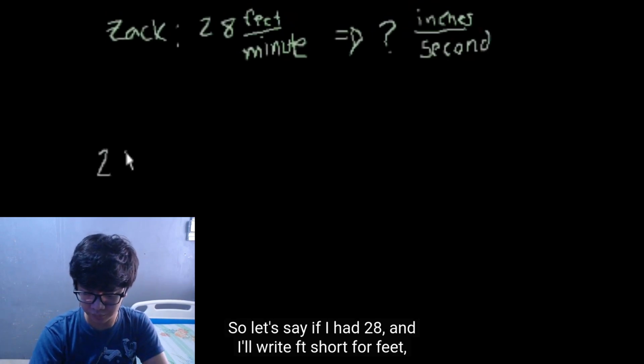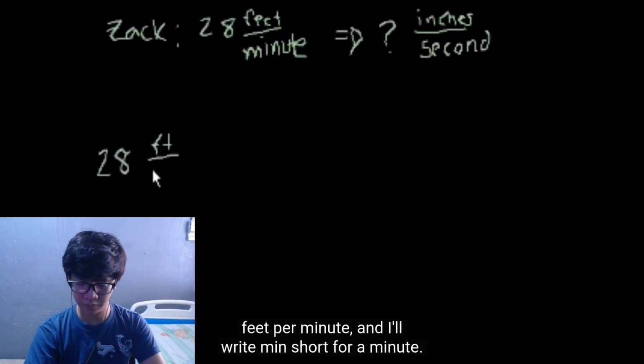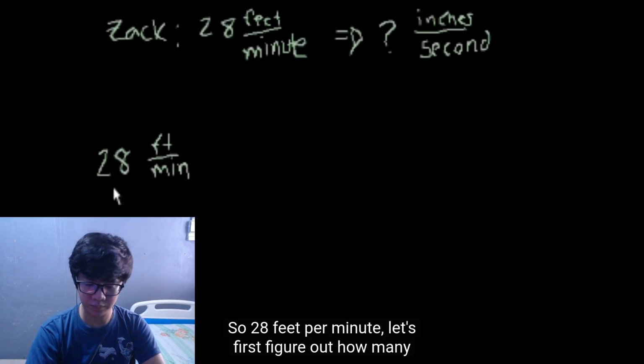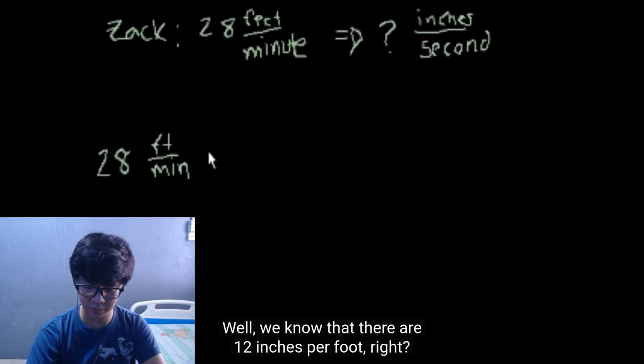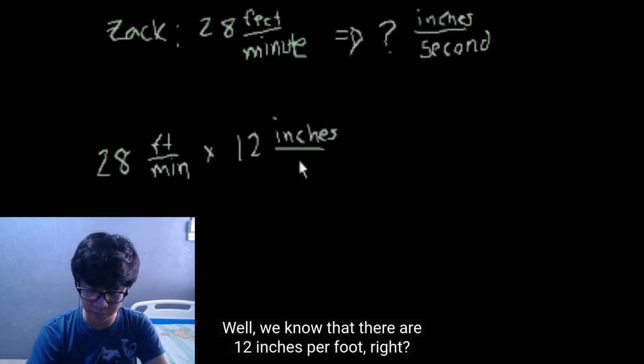So let's say I had 28, and I'll write FT short for feet, feet per minute, and I'll write min short for minutes. So 28 feet per minute. Let's first figure out how many inches per minute that is. Well, we know that there are 12 inches per foot, right?